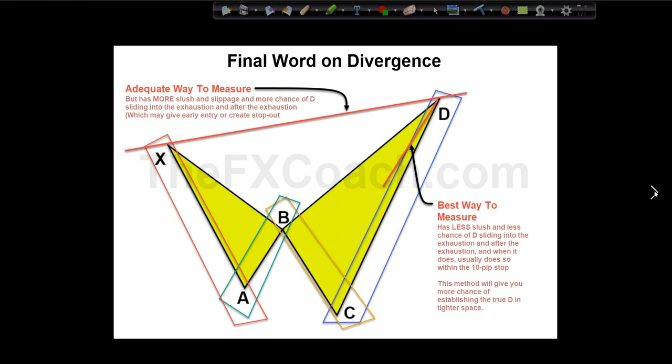You're not going to be in there with a 10-pip stop loss because you're measuring the wrong period highs for your divergence. So remember these legs, remember these channels. You want to know, as we're pushing up to D, which of the highs is the right one to bring me closer to being the right one.